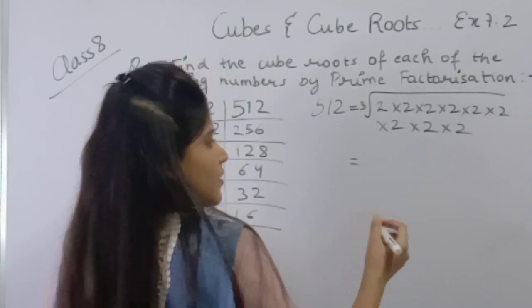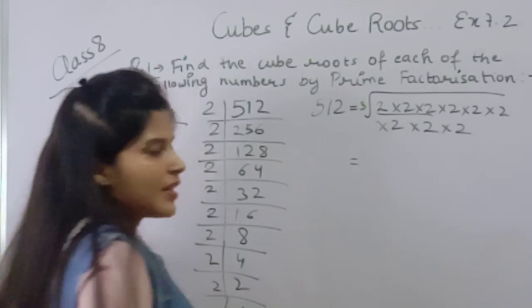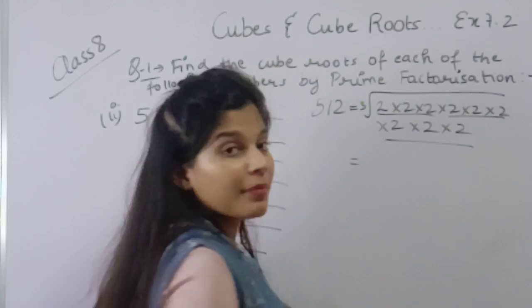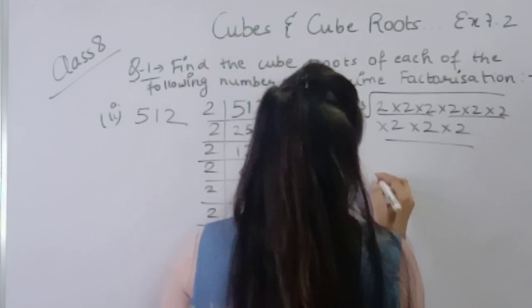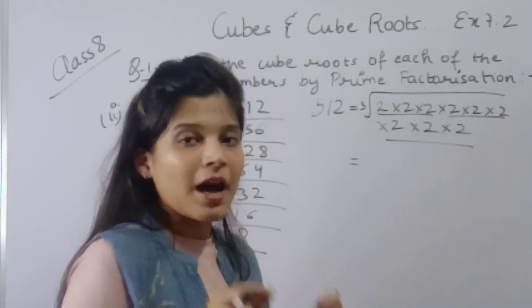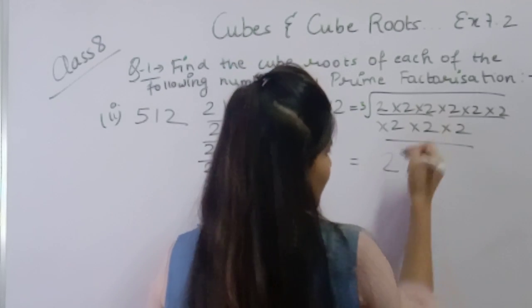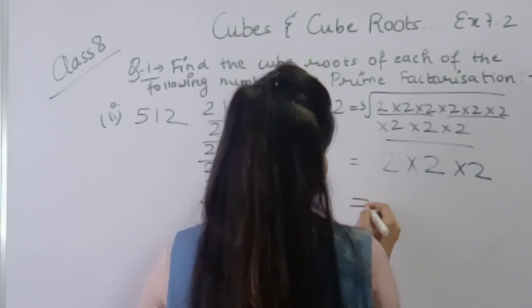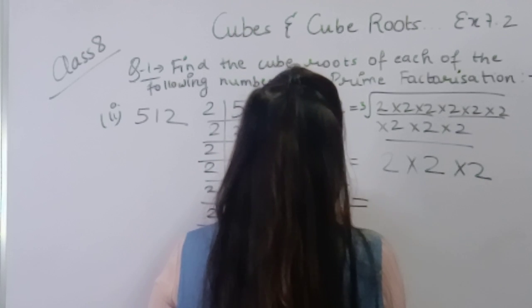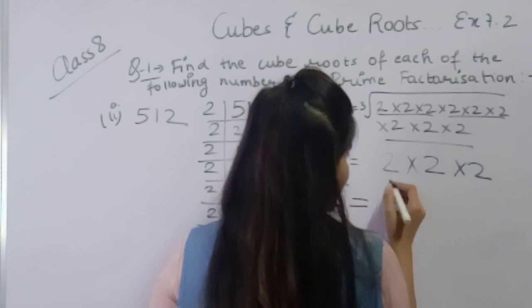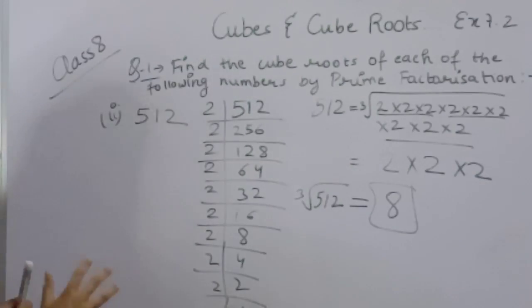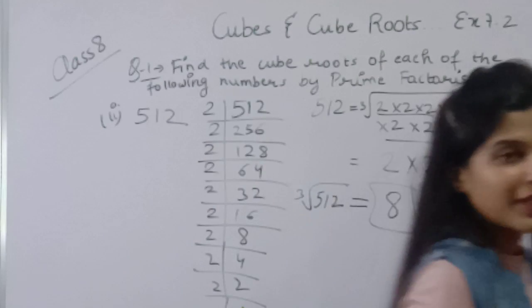Okay, now start making groups. First group of 2s, second group of 2s, and then the third group of 2s. Now we will take one number from each group: one 2 from this group, one 2 from this group, and one 2 from this group. So it means that the cube root of 512 is 2 into 2 into 2, which is 8. So 8 is the cube root of 512. This was our second part. Now let's come to the third part.